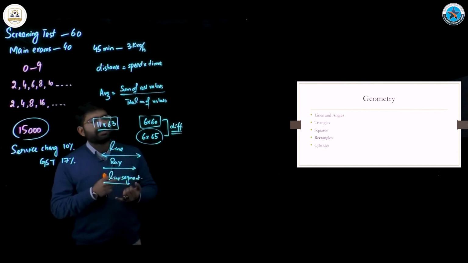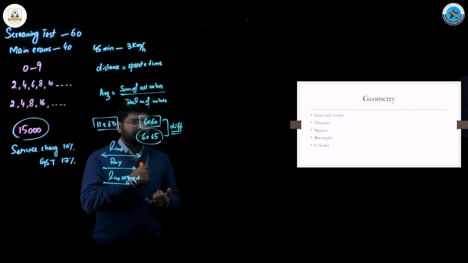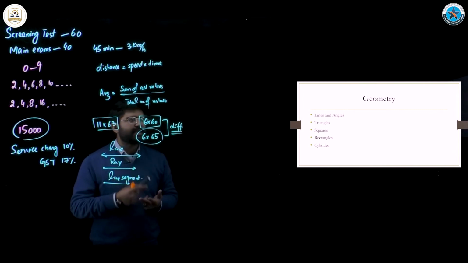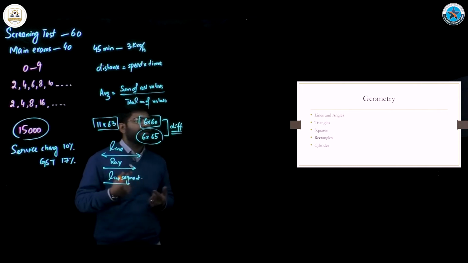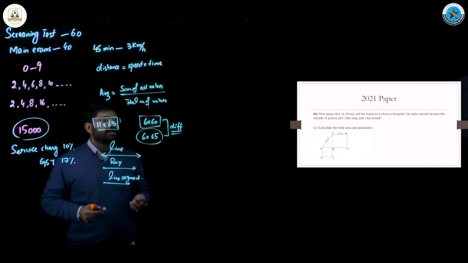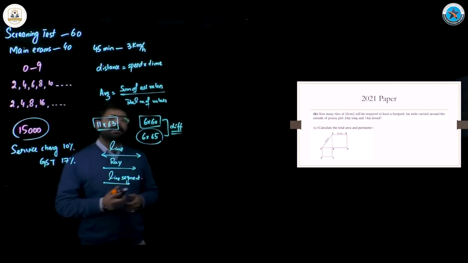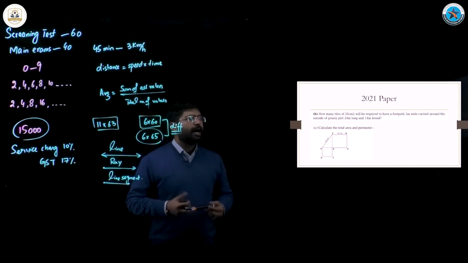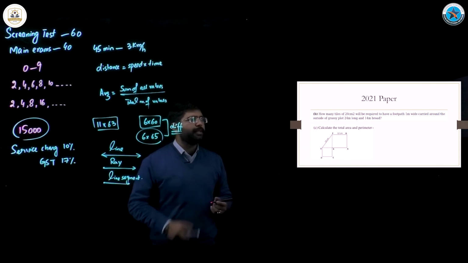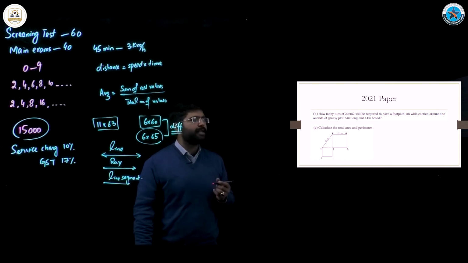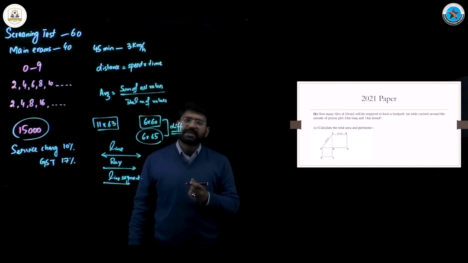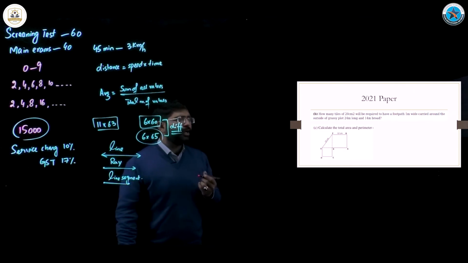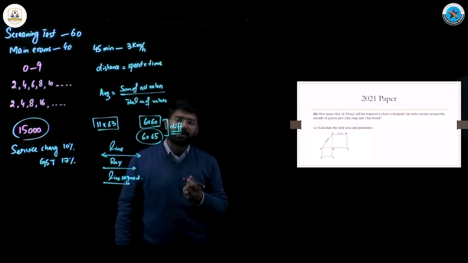So we will be dealing with triangles, the polygon having 3 sides, square, polygon having 4 sides, rectangle, and then cylinder, etc. So the question that came in main exams in 2021 was, how many tiles of 20 centimeter cube will be required to have a footpath 1 meter wide built around the outside of a grassy plot 24 meter long and 14 meter broad.